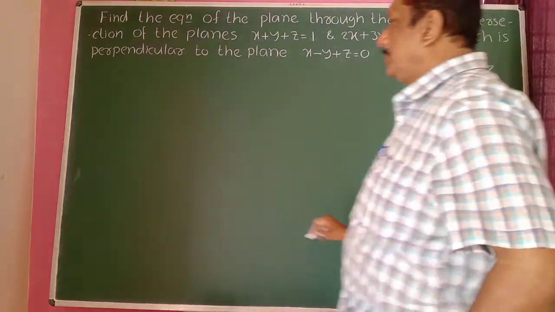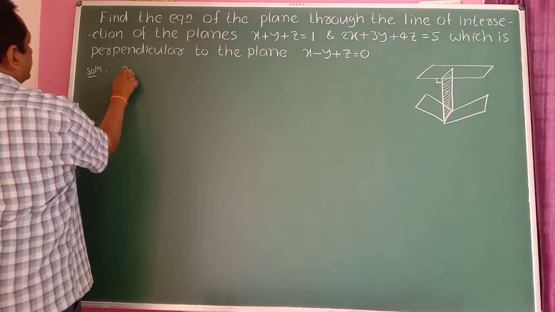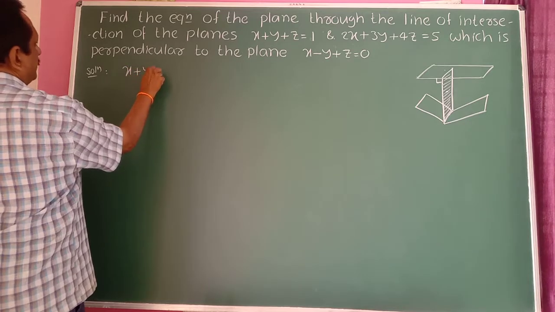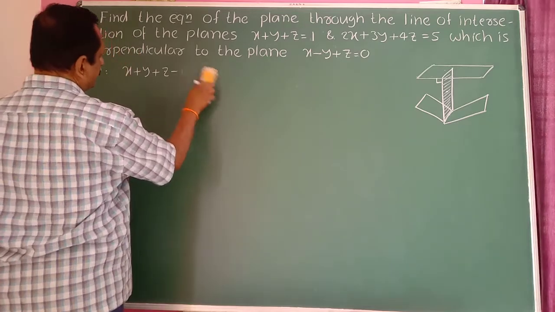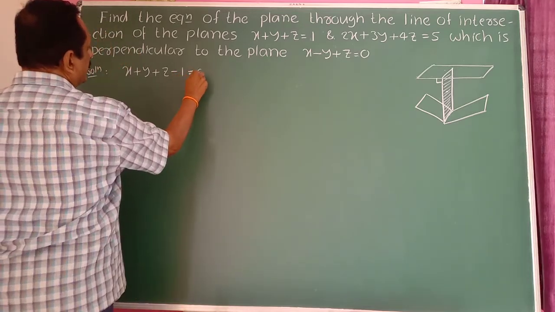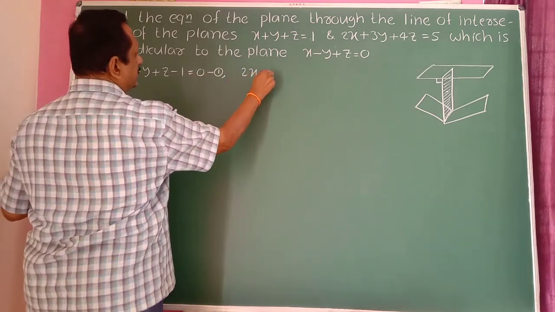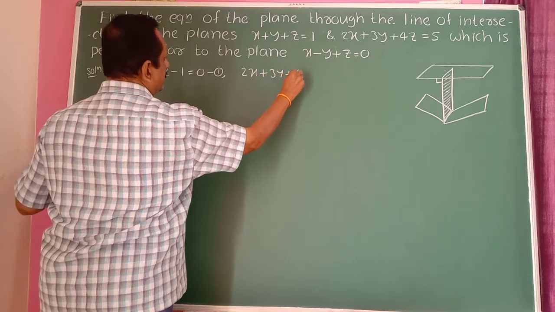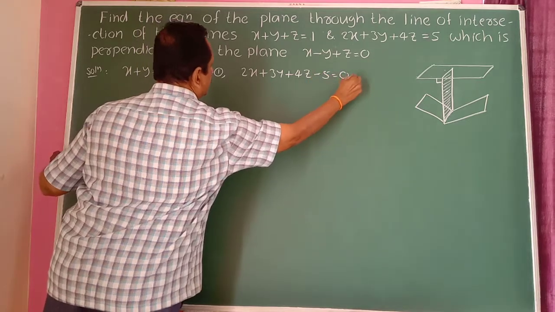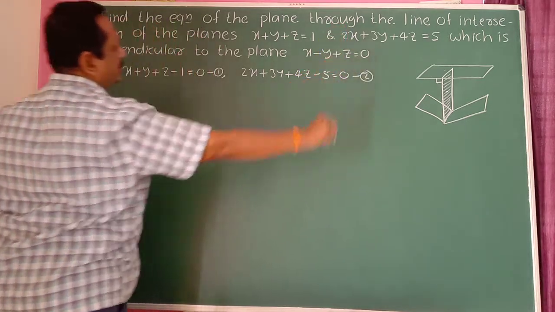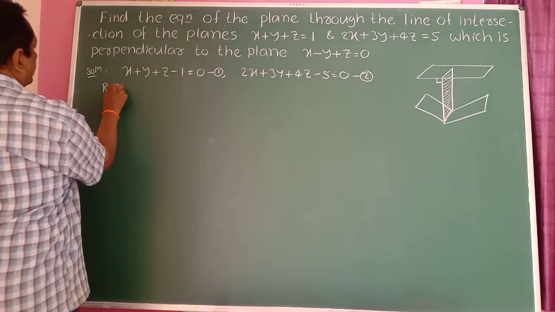Therefore, take your solution. x plus y plus z minus 1 is equal to 0. Take this as equation number 1. Then 2x plus 3y plus 4z minus 5 is equal to 0. Take this as equation number 2. Okay, then the required equation of the plane.